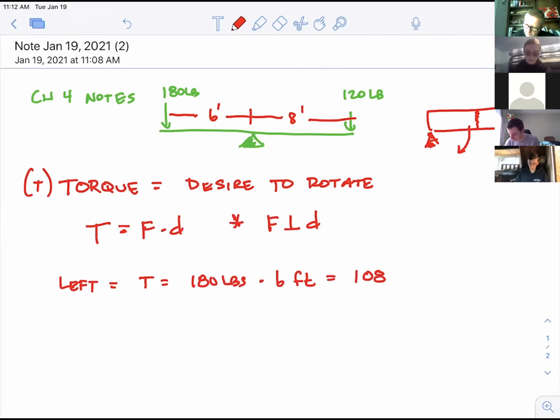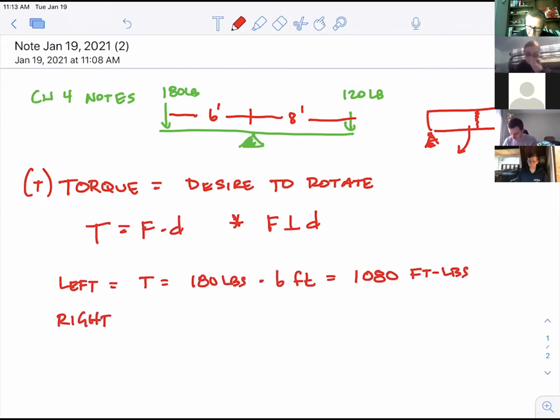Foot-pounds. It's kind of a weird unit. Or in metric, it'll be Newton meters. Newtons for force and meters for distance. Those are the standards. So basically, the kid on the left, the teeter-totter, if you will, is desiring to rotate, has sort of 1,080, not pounds, but foot-pounds of desire to rotate, because the unit's got to include a force and a distance. What about the kid on the right?